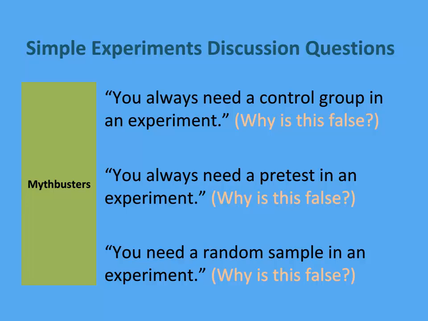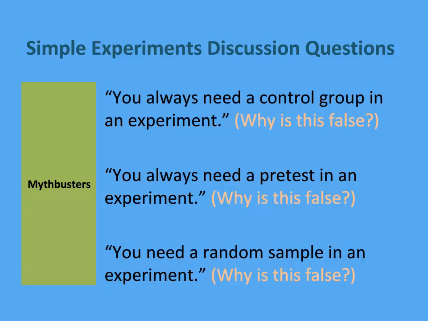You always need a pretest in an experiment. So this is the idea that before anything starts, you give a pretest, and then at the end of it, you give a post-test. Sometimes you'll want a pretest post-test design, but oftentimes it's unnecessary. If you've used random assignment, you really don't have to worry about pretests as much.